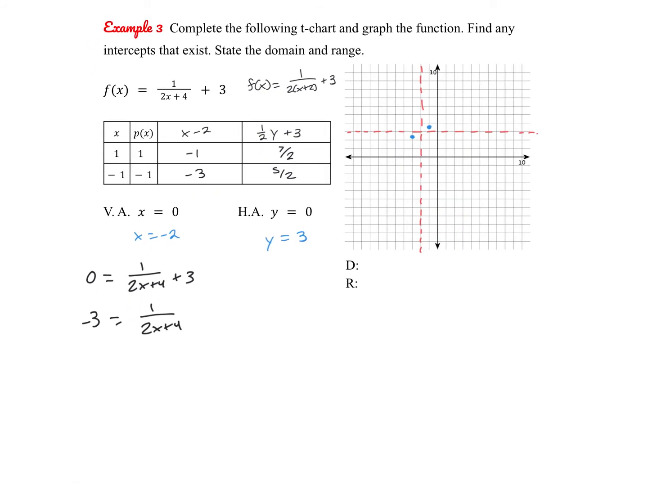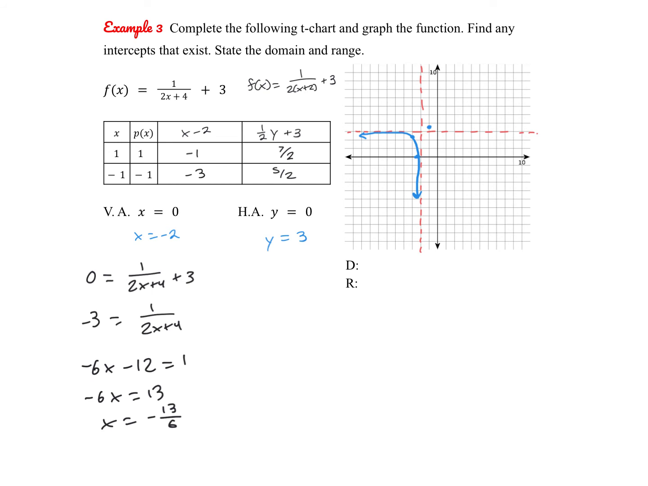And we'll multiply both sides by 2x plus 4. So negative 6x minus 12 equals 1. So x is negative 13 sixths. So a little more than 2. So right around here, again, you're just going to have to estimate on your graph. So we have a graph that looks like this. You can see it's getting really, really close to our asymptotes, again, never quite touching them.